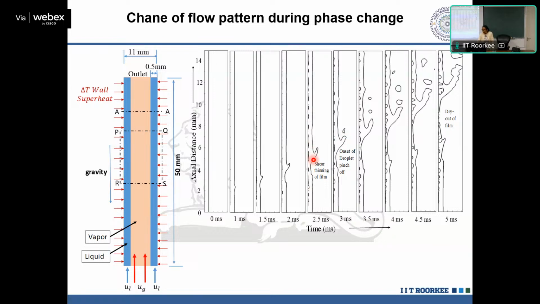Some pinch off of the drop happens. This is the drop, and this is the vapor bubble that is growing adjacent to the pipe wall, and ultimately the snapping of the liquid film occurs and the wall is getting directly exposed to the heat. So such phenomena with phase change are much more complicated and much more interesting to see.